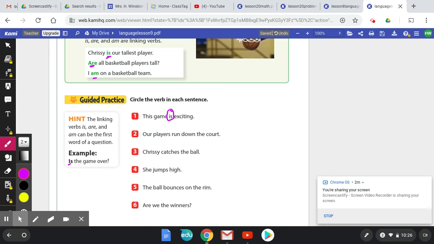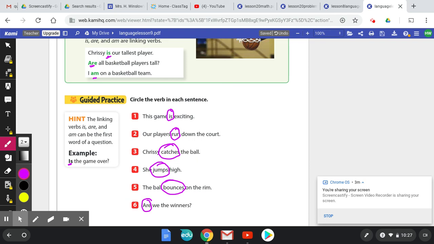So number 1, this game is exciting. There's our linking verb. Our players run down the court. What's happening? Run. Chrissy catches the ball. Chrissy what? Catches. She jumps high. What does she do? She jumps. The ball bounces on the rim. What does the ball do? The ball bounces. And are we the winners? Remember what it said in the example, it can come at the beginning. Are we the winners? That's your linking verb.